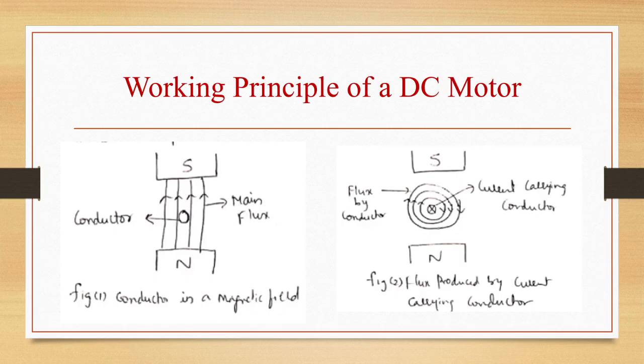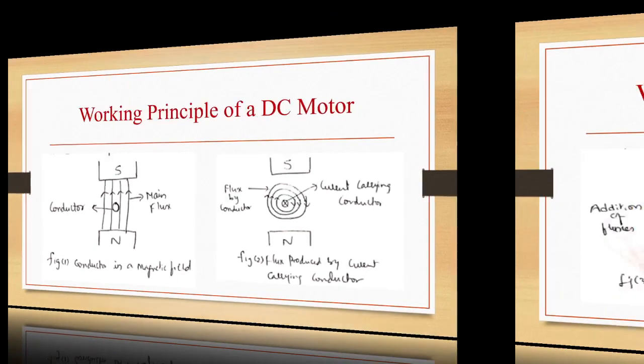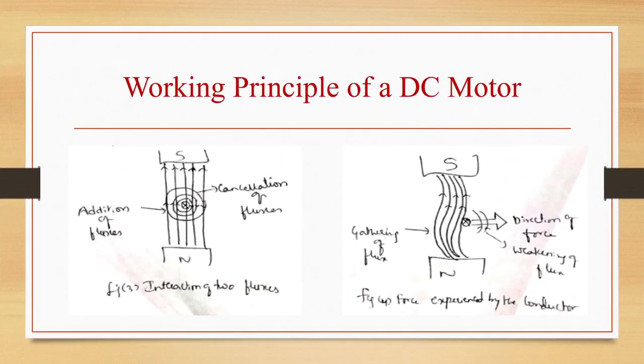So now there are two fluxes present here. One is the flux produced by the permanent magnet, which is called the main flux, and the second flux is produced by the current carrying conductor. So this first diagram is showing the interaction of two fluxes.